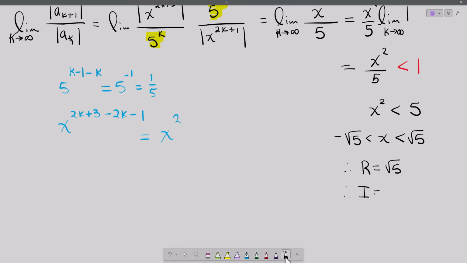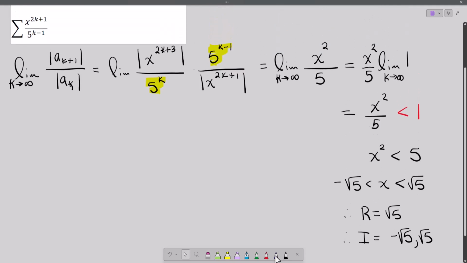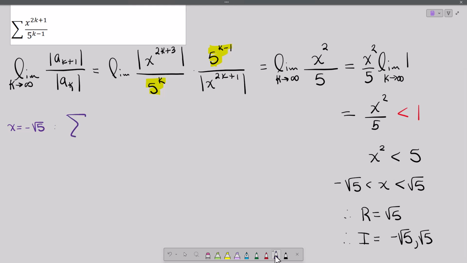It tells us that the left endpoint is at minus root 5, and the right endpoint is at positive root 5, but we need to calculate the convergence at the endpoints. We don't know the convergence at the endpoints yet. So let's do the endpoints. We're going to plug in negative root 5. So x equals negative square root of 5. We come up to the series and plug in for x negative square root 5.